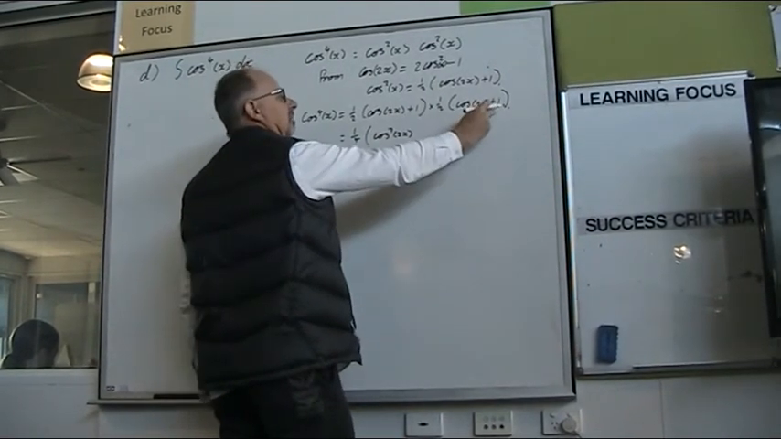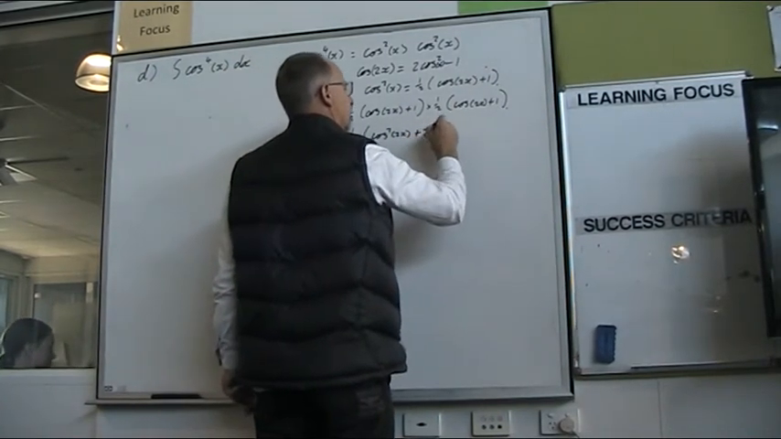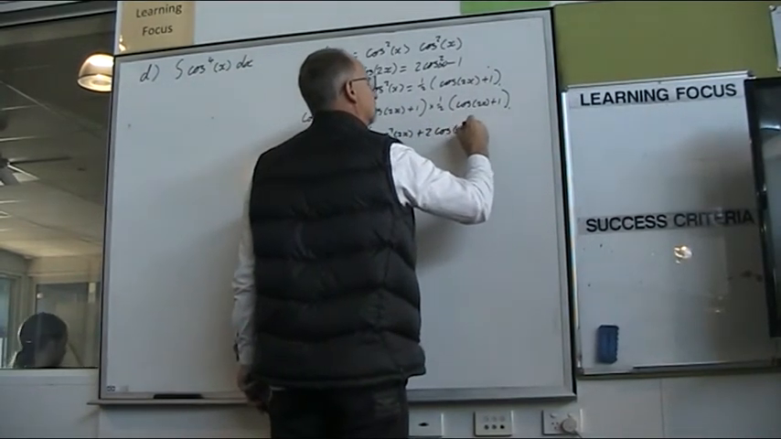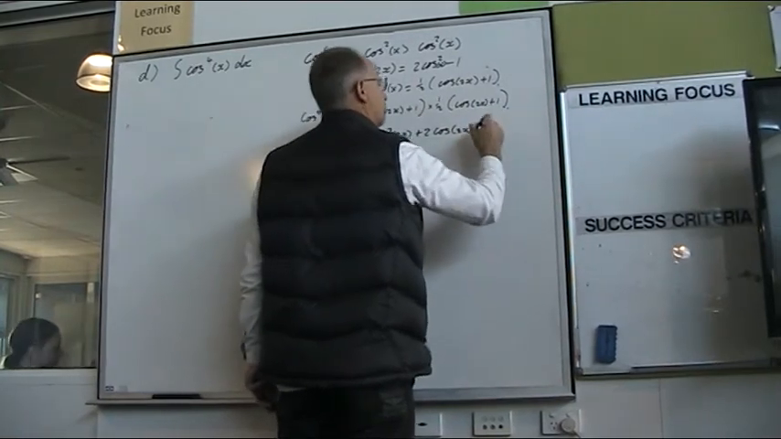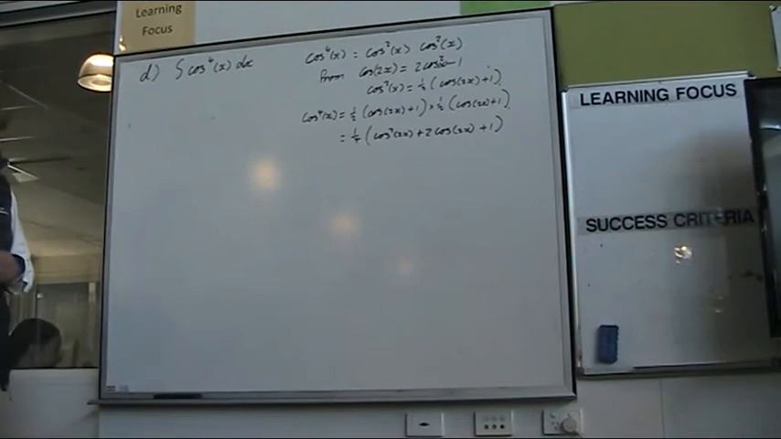You've got cos 2x there, we've got another cos 2x, so there's 2 of them. And then 1 times 1 on the end. So we've now got that.